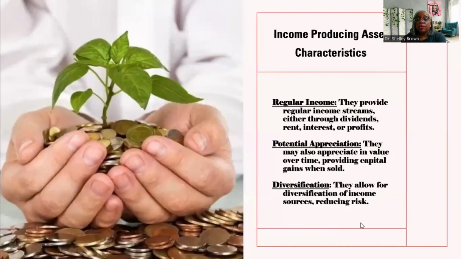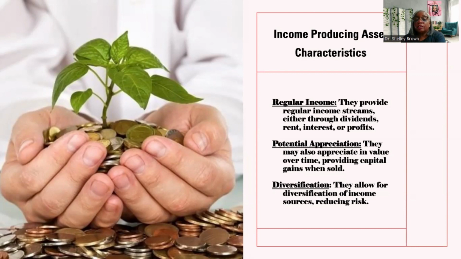So now we're going to look at some characteristics of income producing assets. So you have regular income. They provide regular income streams either through dividends, which would be through the stocks, rent, which would be through the real estate, interest, which would be through the bonds and the peer-to-peer lending, or profits, which would be through the royalties. Then another characteristic would be potential appreciation. They may also appreciate in value over time, providing capital gains when sold. So that would include the real estate and the stocks.